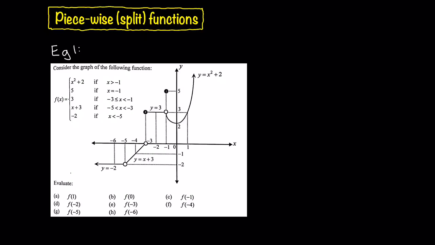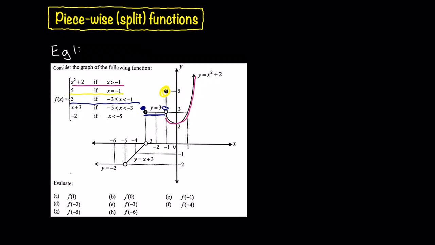So for the first one, x squared plus 2 if x is greater than negative 1. So that's referring to this portion of the graph. Then f of x is equal to 5 when x is equal to negative 1, that's just this value over here. Then f of x is equal to 3 if x is between negative 3 and negative 1, so that's this portion here. Notice the closed dot there because negative 3 is included, and the open dot there because negative 1 is excluded.